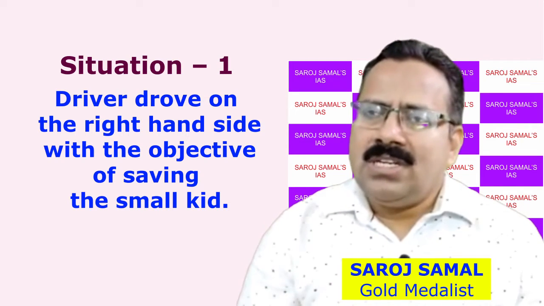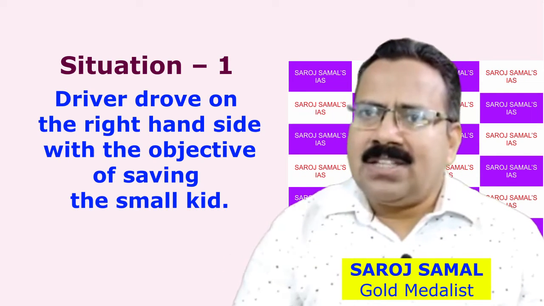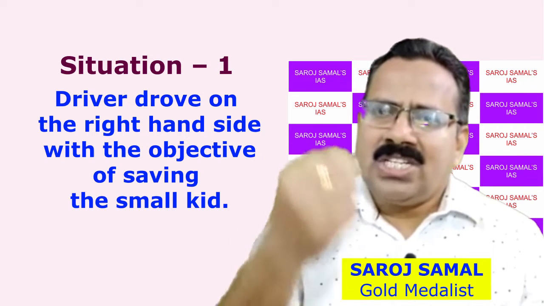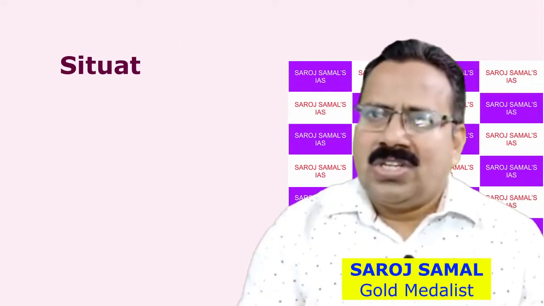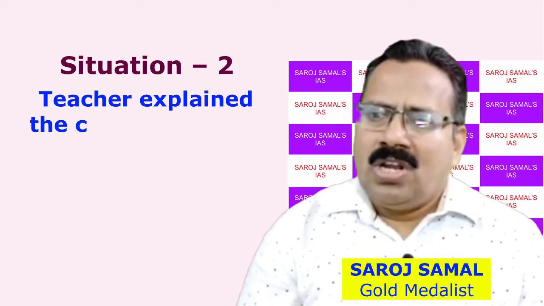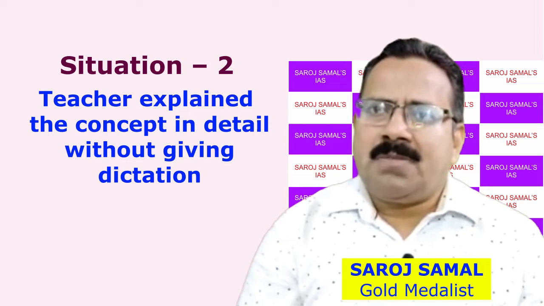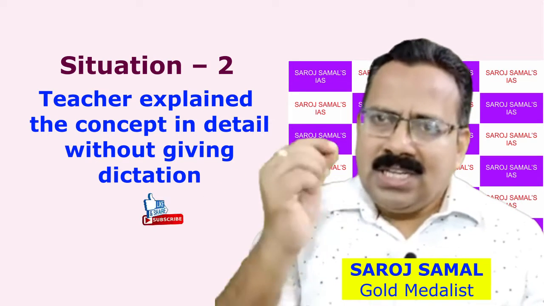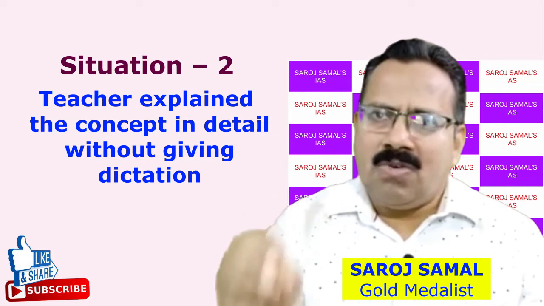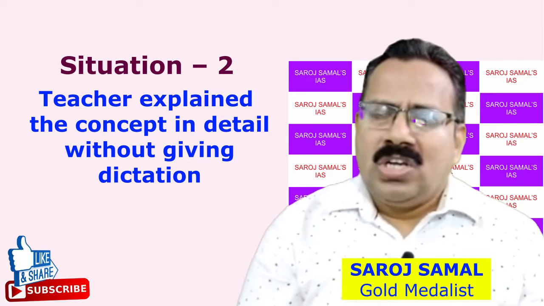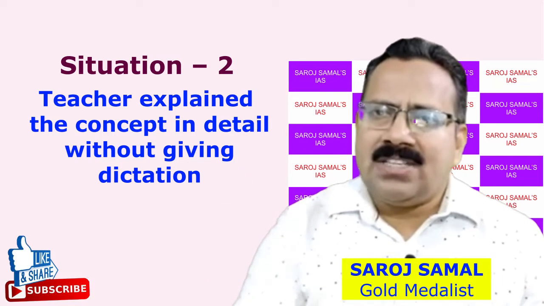Then come to the second situation. You see, teacher is a status and teaching is the role. Student is a status and studying is the role. While the teacher is teaching, the teacher is expected to explain the subject properly to the student. The teacher is also expected to give dictation to the student. So teaching being a role, it has also other roles. What are they? First is explanation of the concept. Second is giving dictation to the student.